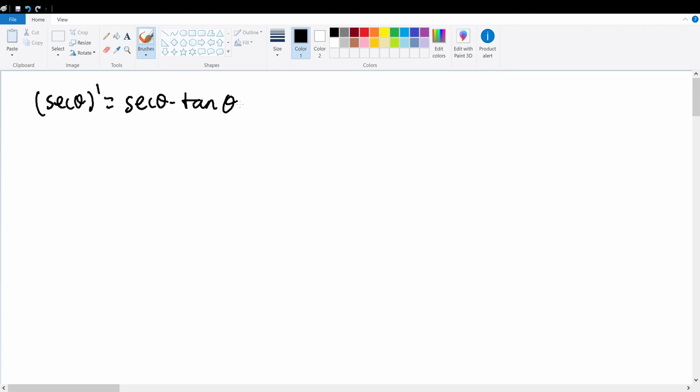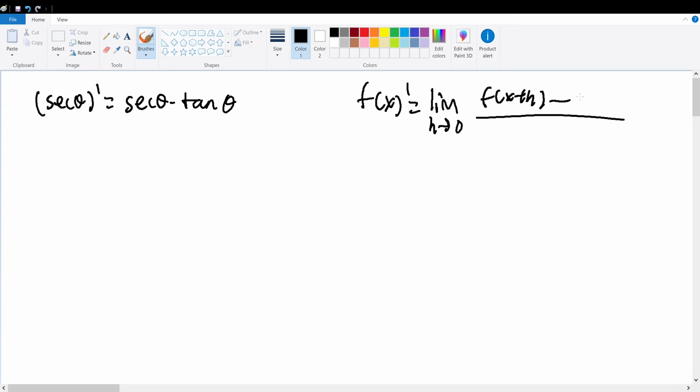In this video, we're going to be proving the derivative for the secant function, which is equal to secant of theta times tangent of theta, through the definition of the derivative for any given function of x, which is equal to the limit, as our change in x represented by h goes to 0, of f of x plus h minus f of x divided by h. With this definition in mind, we can begin to prove the secant function's derivative through the definition of the derivative.